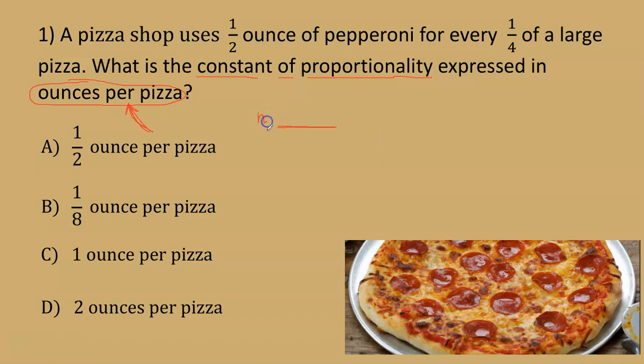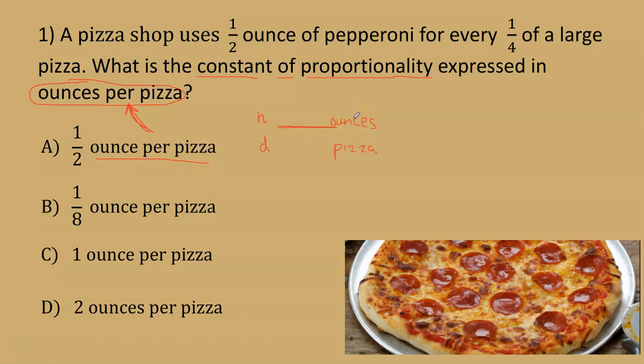To figure out what goes in the numerator and what goes in the denominator, just look at the ounces per pizza. Whatever comes first goes in the numerator. So we'll record ounces in the numerator, and whatever comes after the per, which in this case is pizza, goes in the denominator. Sometimes they won't have the ounces per pizza in the question, but they'll have it in the answer. So that's something you can also use to help you is the answers.